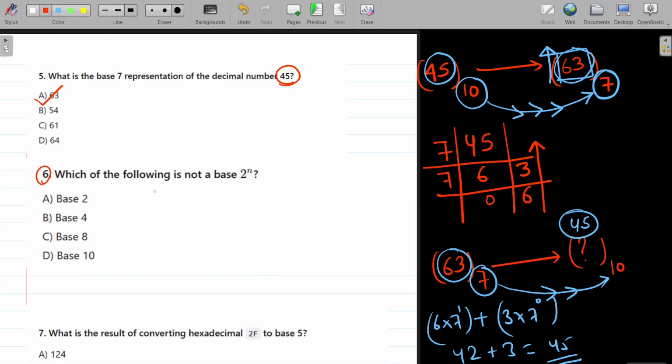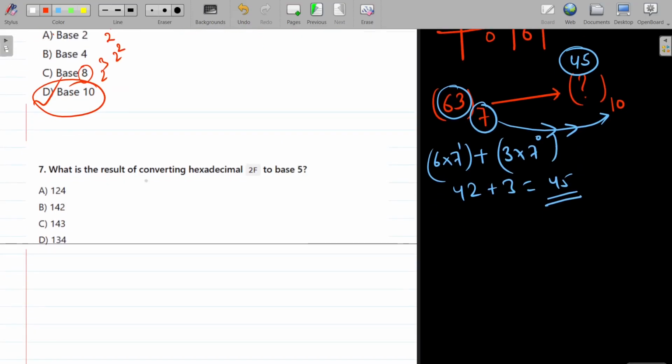Please see the sixth one. Which of the following is not a base 2 raised to power n? So this is 2 raised to power 1, so it is okay. We have to find the one that is not. 4 is 2 raised to power 2. 8 is 2 raised to power 3. So yes, this is not 2 raised to power n. So this should be our answer.